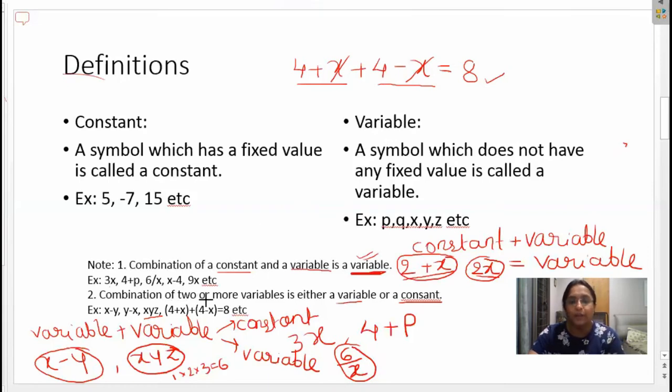So combination of two or more variables is either a variable or a constant. So remember, constant and variable is variable. Variable and variable is either a variable or a constant. So this is important for sometimes objective questions.